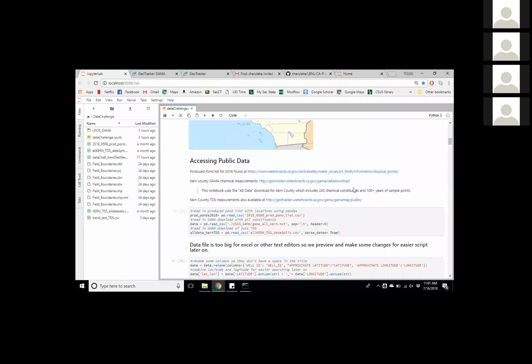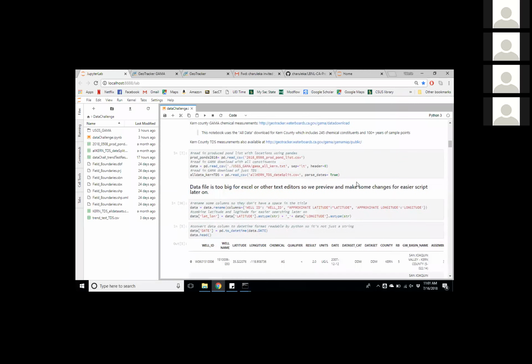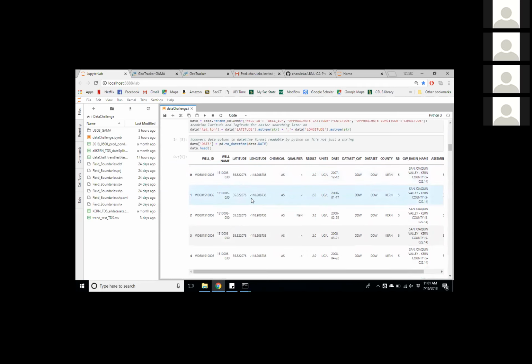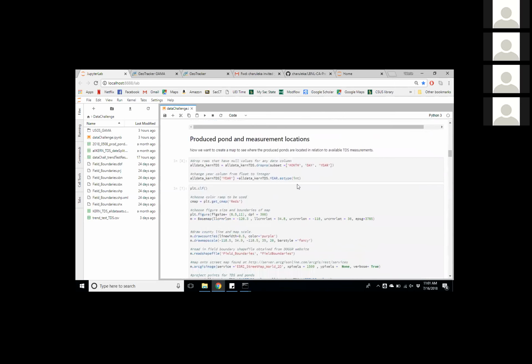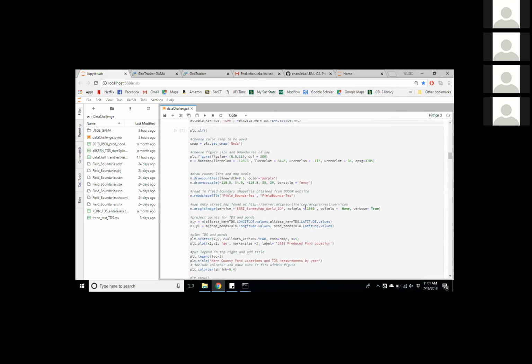So once we have all of our data, we're able to sort through it and start looking at it. The GAMA all data file was too big to load in any text editor or Excel, so that's what Python's here for. It's much more powerful. So we were able to read it in and make some changes so that we could write easier script later on, like adding columns, renaming them so they're a little bit cleaner. And then using that, I was able to plot a map.